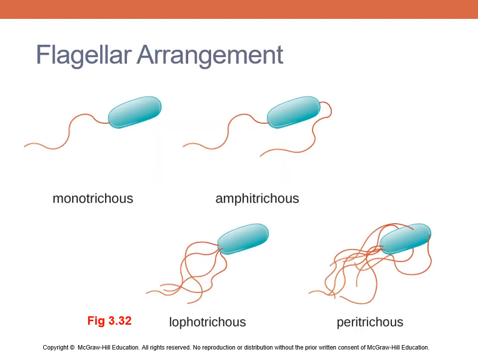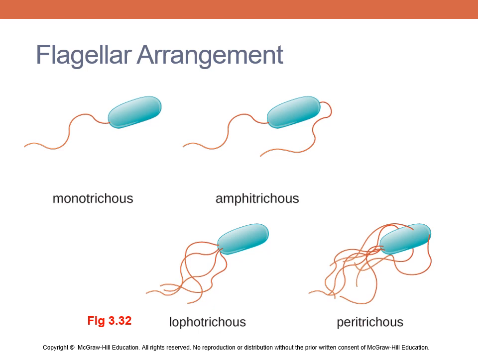Bacteria have varied arrangements of flagella. Monotrichous is a single flagellum. Amphitrichous is a single flagellum at opposite ends of the cell. Lophotrichous is a bunch of flagella at one end of the cell, and peritrichous flagella are those that cover the entire surface of the cell.